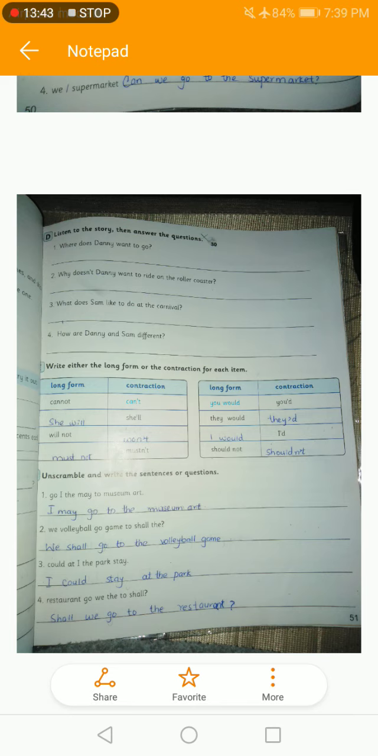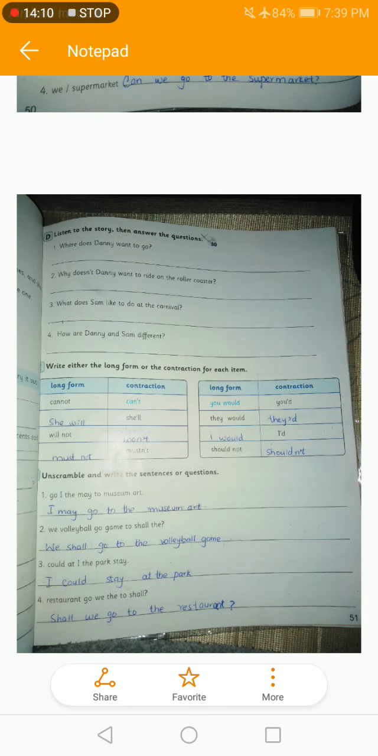Unscramble and write the sentence or question. Number 1, 2, 3 and 4. We have to unscramble and write the sentence or the question. The first one is go I may to museum art. Look at the first one. It means that I may go to the museum art. I may go to the museum art.